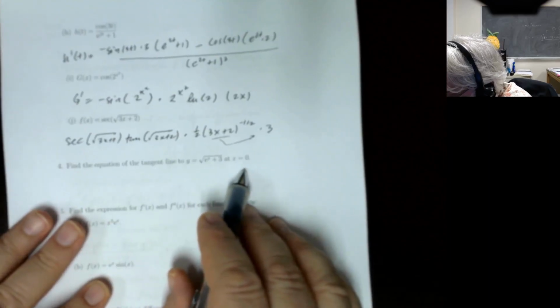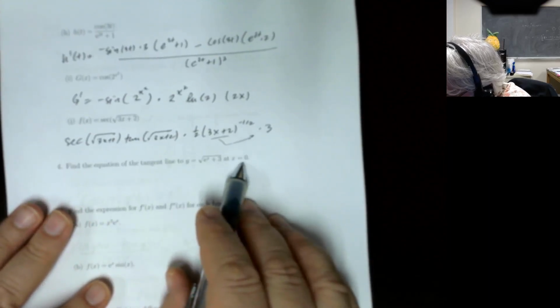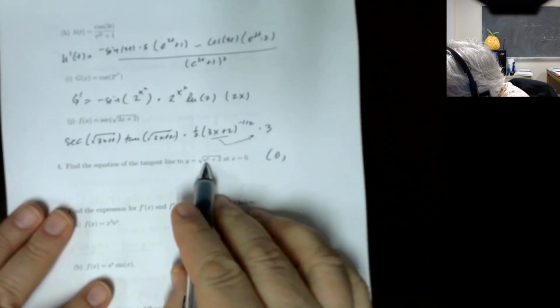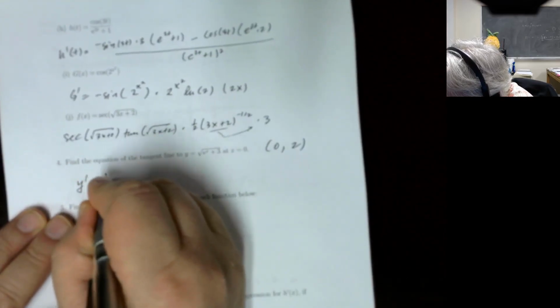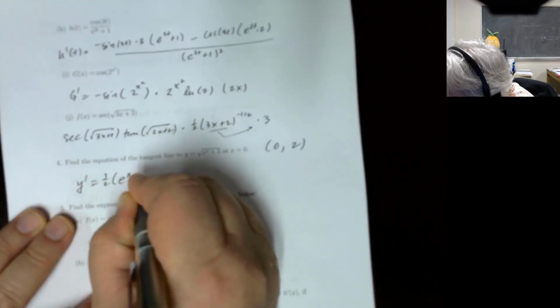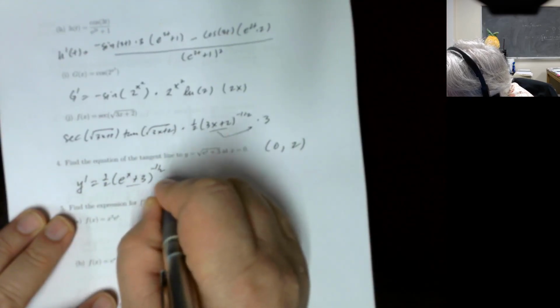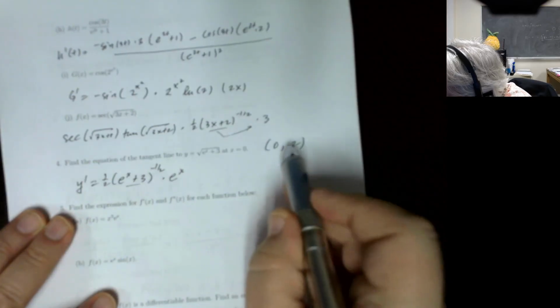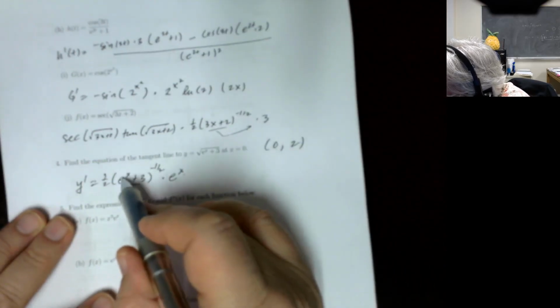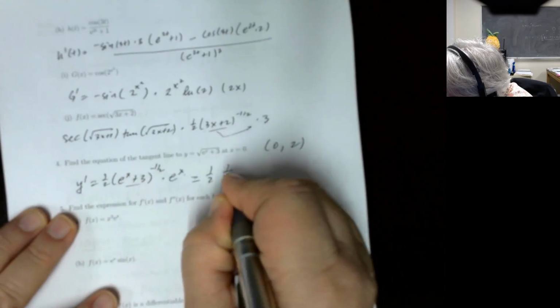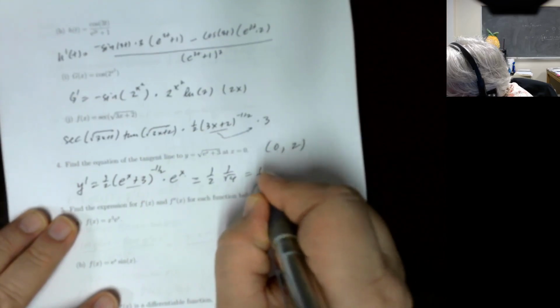Find the equation of the tangent line to this function at x equals 0. Well, if x is equal to 0, what's the y value? e to the 0 is 1, square root of 4 is 2, so that's going to be (0, 2). y prime is going to be 1/2 (e to the x plus 3) to the minus 1/2, right? And then you multiply by the derivative of the inside, which is e to the x. So when you put in x equals 0, you're just going to get 1/2 times 1 over the square root of 4, which is 1/2. So that's going to be a slope of 1/4.